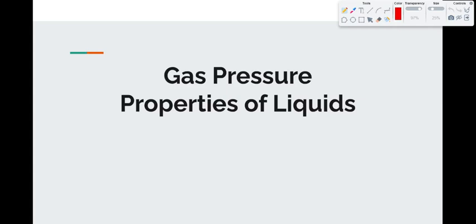In this lecture, we're going to take a look at two topics. One is gas pressure, which we're going to use a lot later on in this unit. And then we're also going to talk briefly about the properties of liquids.